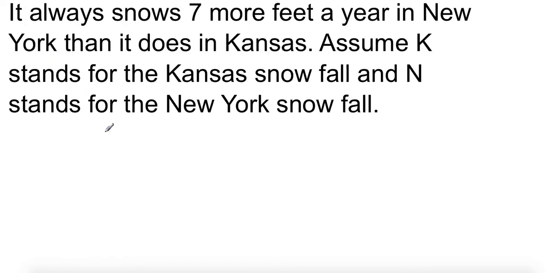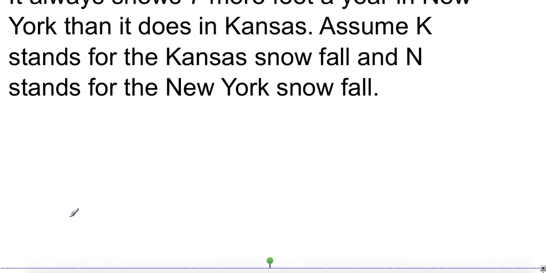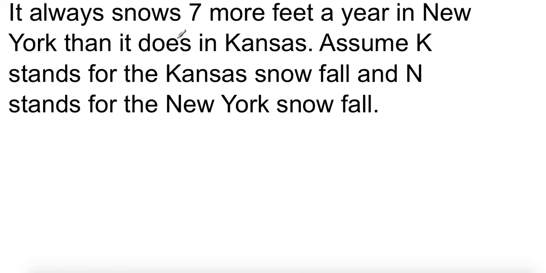Over here, we have a different equation. What this says is it always snows 7 more feet a year in New York than it does in Kansas. We want to assume that the variable K stands for Kansas snowfall and N stands for the New York snowfall. And what we're going to do is create an equation using this information. Now, I know that the New York snowfall, that variable N, is equal to the Kansas snowfall plus an extra 7 more feet a year.